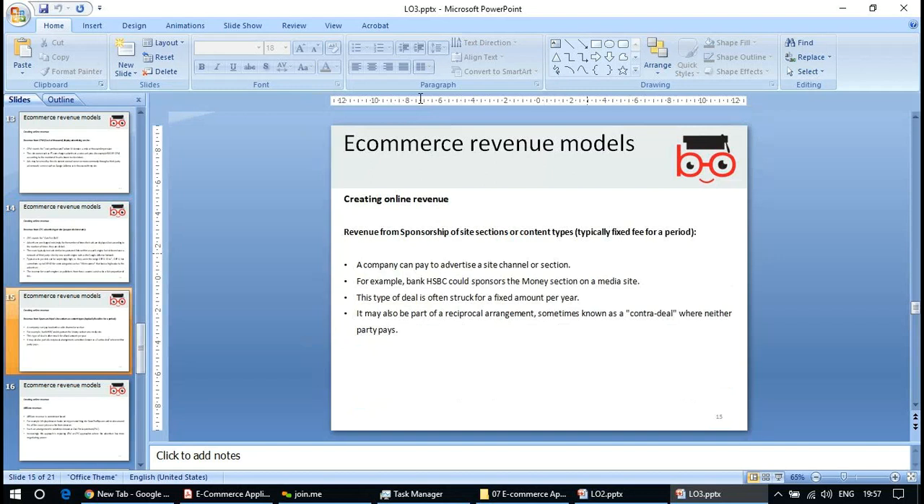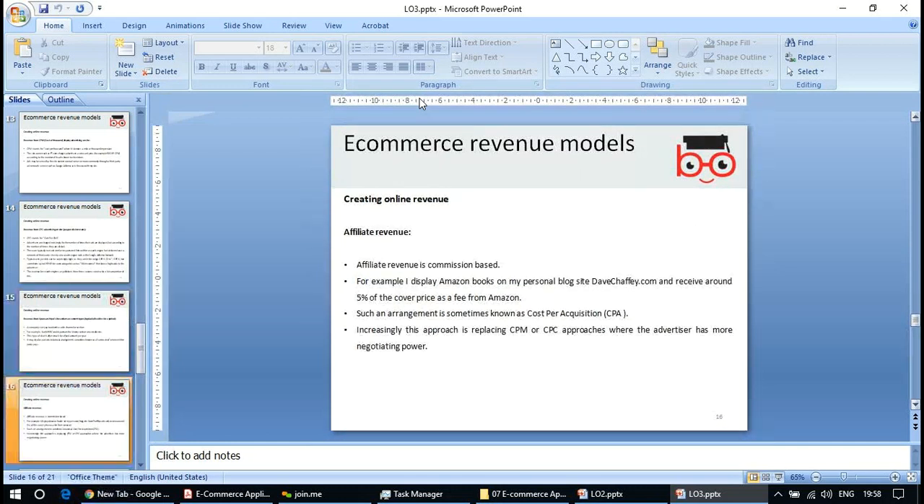Revenue from sponsorship of sites, sections or content. Some of the free websites you might have seen have a kind of commercial content, and they say, continue to site, or watch this first, and then they take you somewhere else. That's called advertising again. Then affiliate revenue. Affiliate revenue is where you advertise others' content on your website.